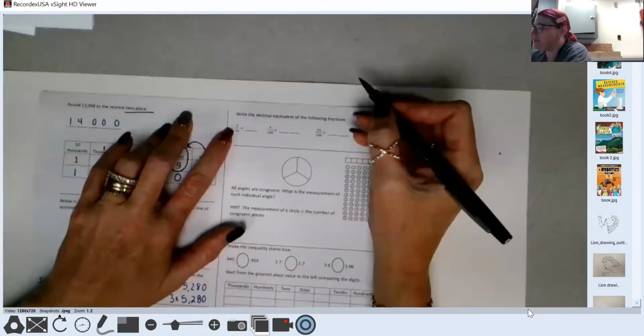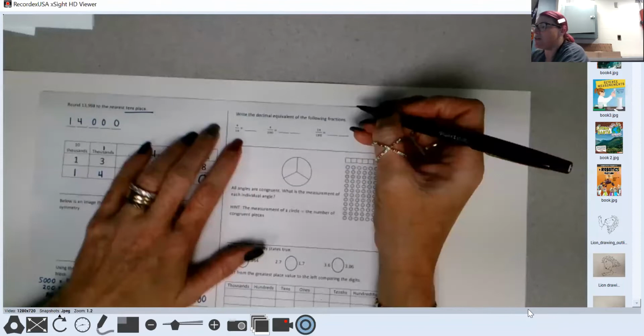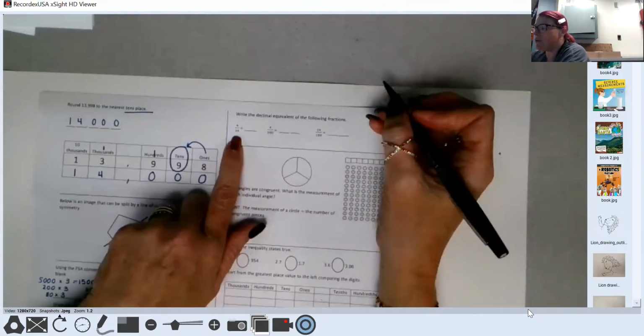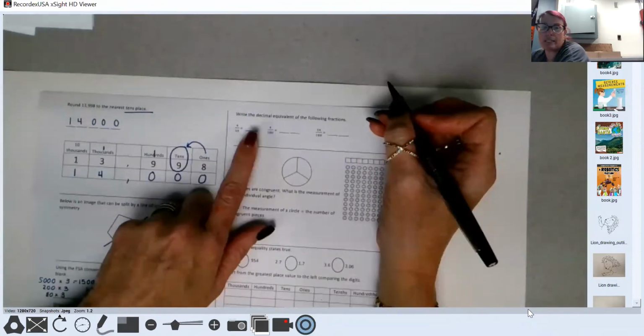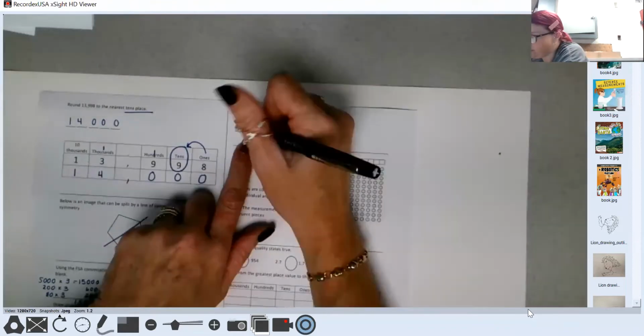Write the decimal equivalent for the following fractions. So I know that 10 equals 1 place value after the decimal point. There's a decimal point there, it's hard to see.